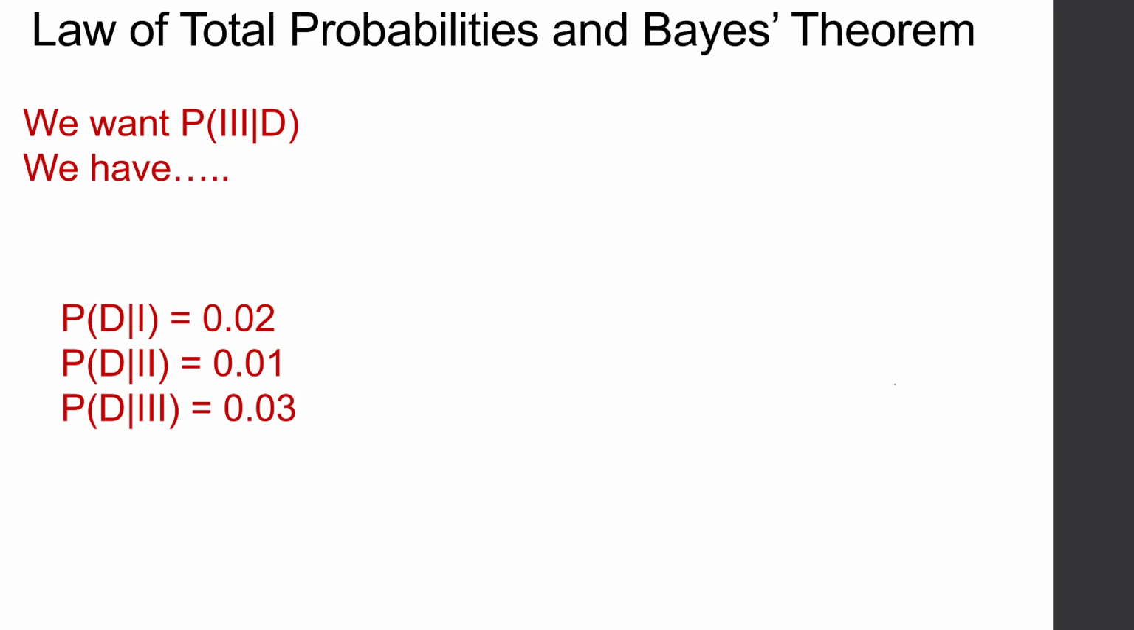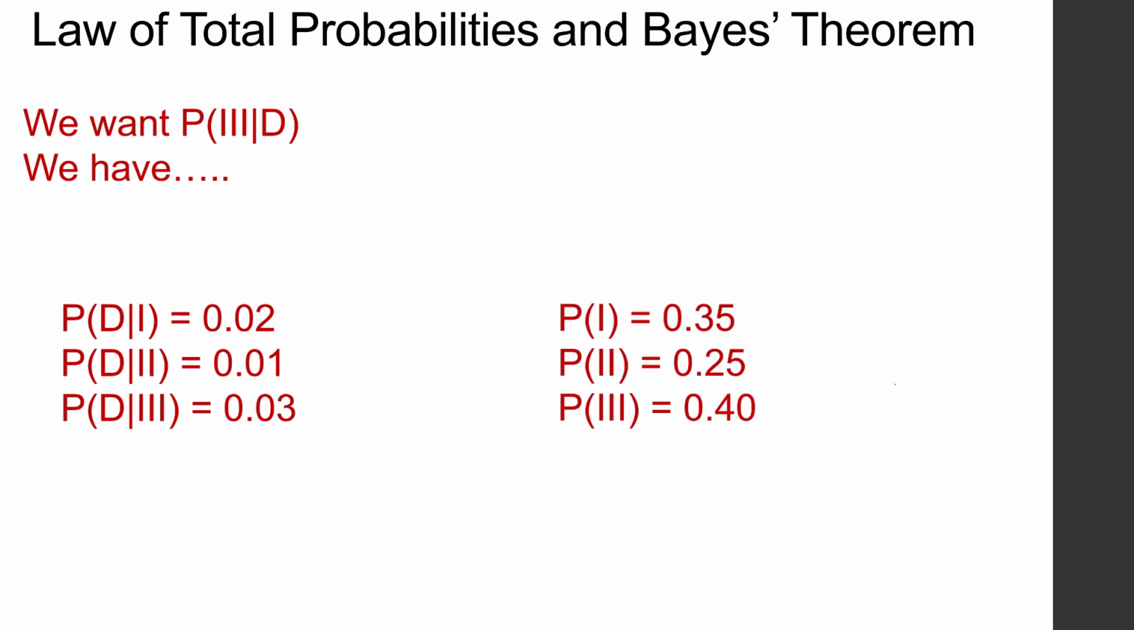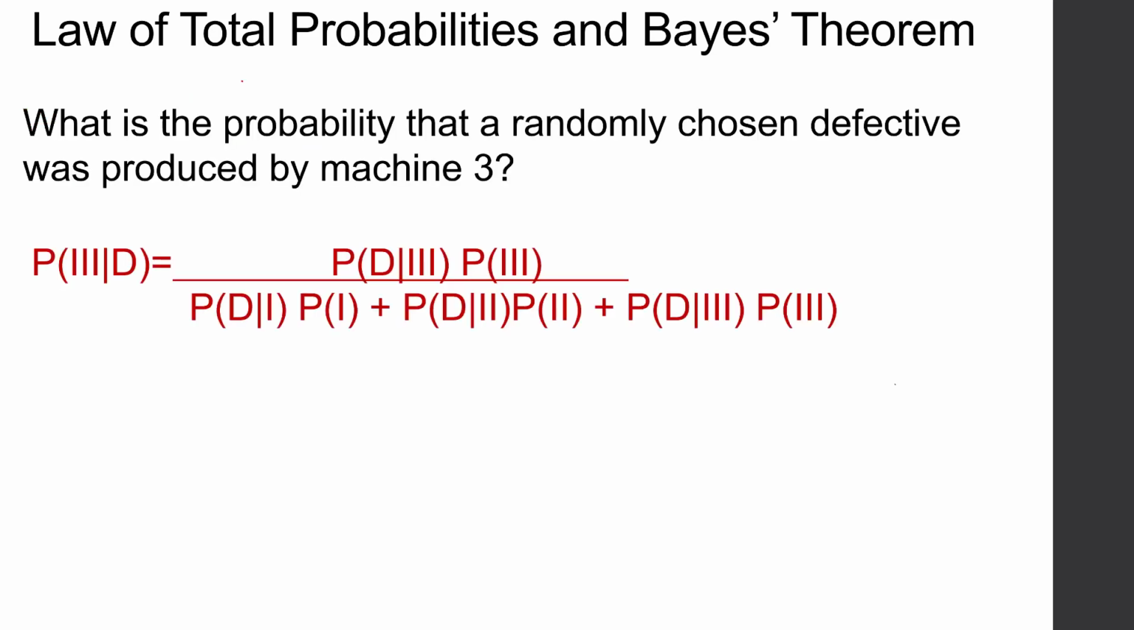And what else do we have? We have the probability of being from machine 1. That was 0.35, 35%. We have the probability of being from machine 2. That was 25% or 0.25. And the probability of being from machine 3 is 0.4 because there was a 40% chance of being from machine 3. So that's what we were given in the blurb. And now we can put this all together using Bayes' theorem to find the probability of being from machine 3 given that you're defective. So how do we do this?